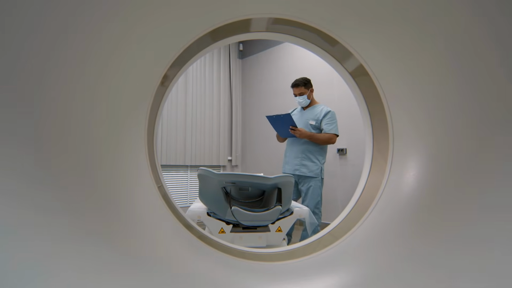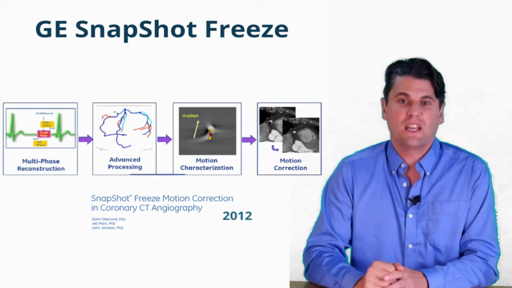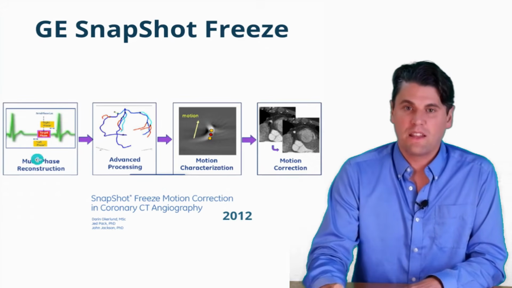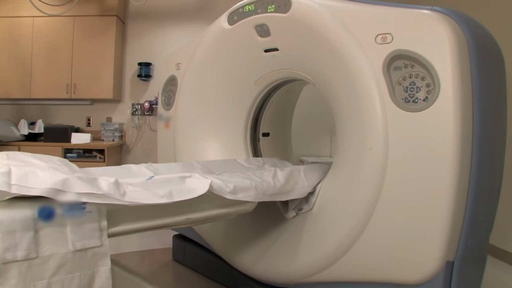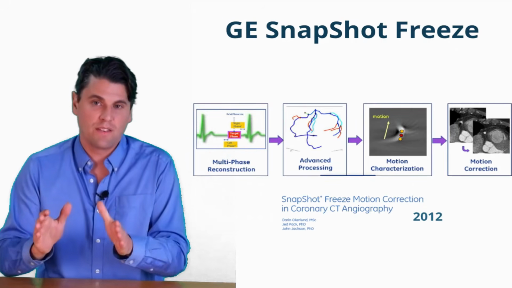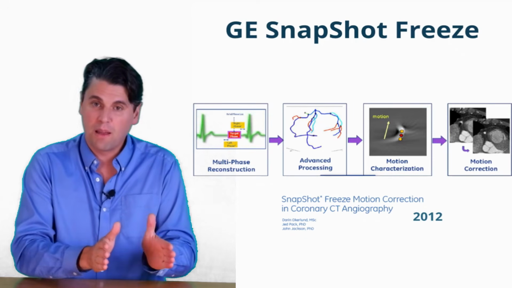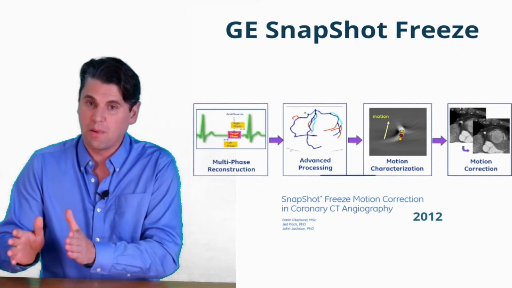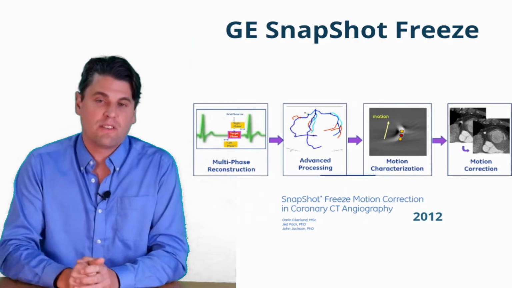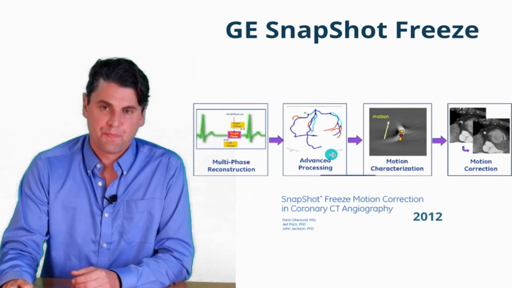The first product to do so was called Snapshot Freeze. This was introduced by GE Healthcare about 10 years ago now in 2012. The idea here is that we actually take multiple images. So we make one image at the center phase, we make one image a little bit earlier and one image a little bit later. In the original Snapshot Freeze, we would identify the coronary tree.